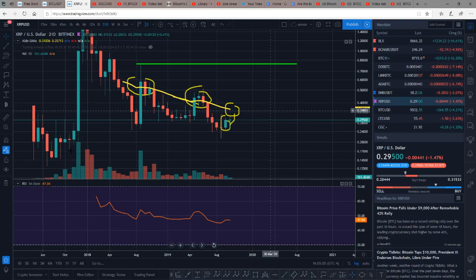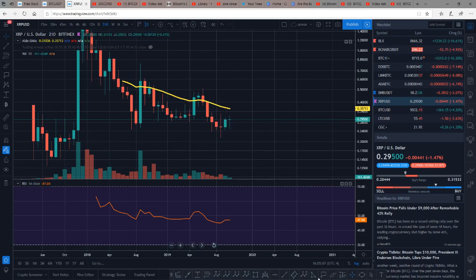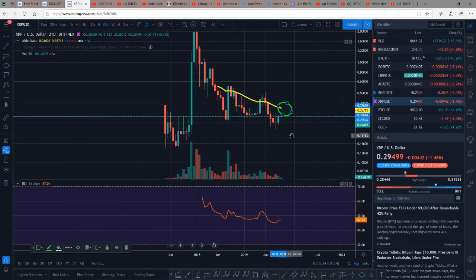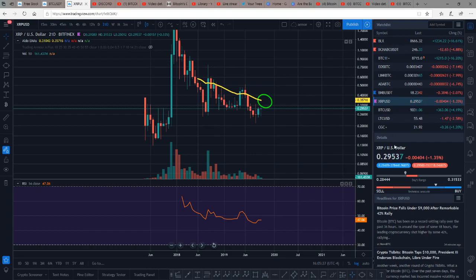We broke it once, we broke it twice. We just need to close above it, and then it could be game on for XRP, and we could be looking for at least XRP to retest this previous high in this level of 80 cents, right? But first of all, we have to break this area. That's a bullish pattern for XRP. We have to break this 21 EMA on the 21-day chart, which is currently at 35 cents.